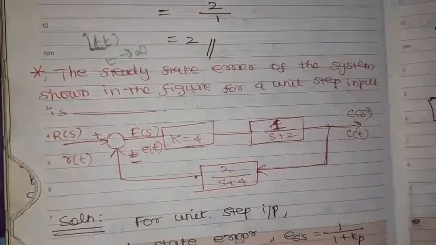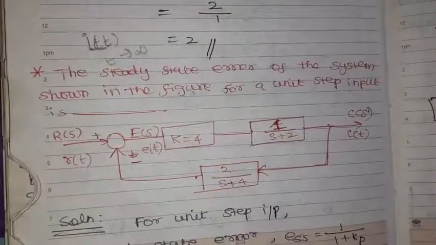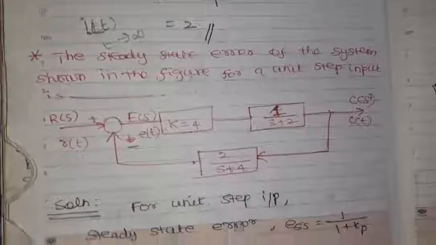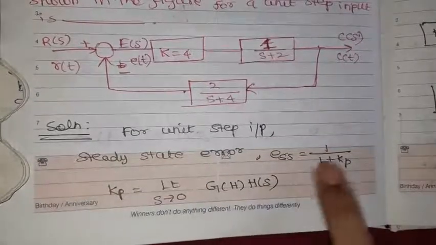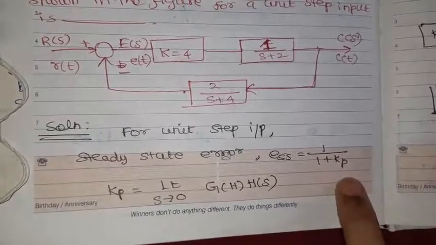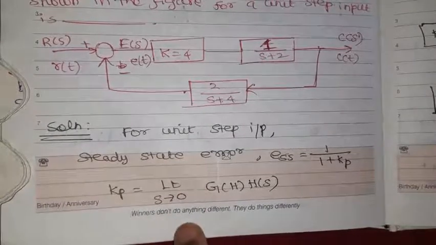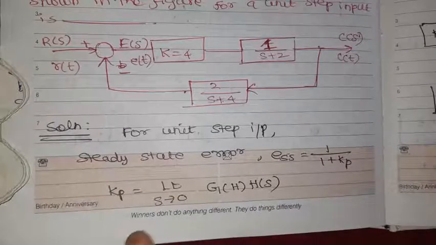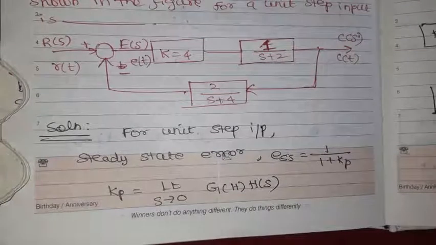Then, the steady state error of the system shown in the figure for a unit step input is. So for this system we are going to find out the steady state error. For a unit step input, the formula for the steady state error is ESS equal to 1 divided by 1 plus Kp. What is Kp? Positional error coefficient. Kp is nothing but limit s tends to 0, g of s into h of s. So first we'll find out the Kp value, then we'll find out the ESS, the steady state error for unit step input.